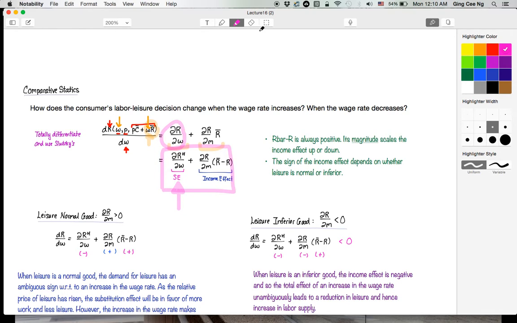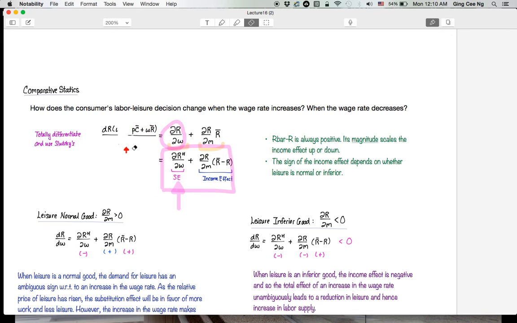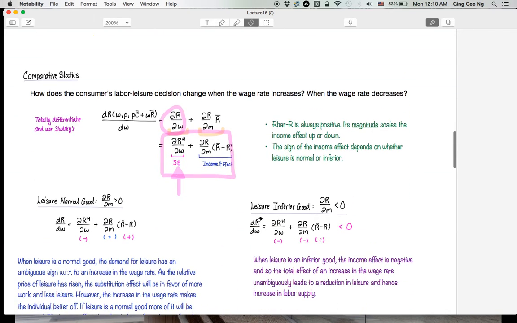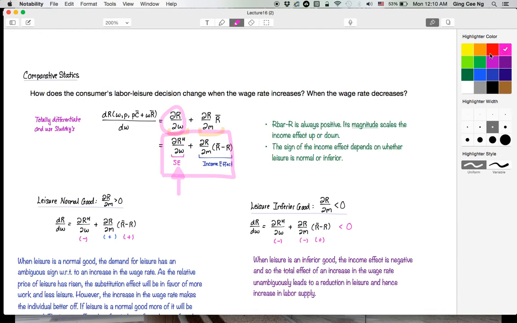Remember, we're asking how the consumer's optimal leisure decisions, which implicitly, by choosing an optimal leisure decision, you're actually also pinning down his optimal labor supply decision because of this time constraint here, okay? So what happens to the labor leisure decision when the wage rate goes up? Well, first, there's a substitution effect. When your wage rate increases, what happens?